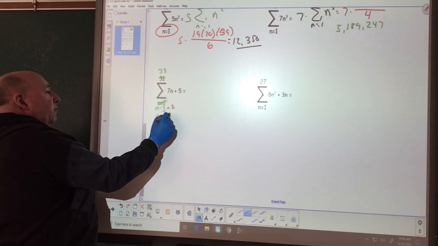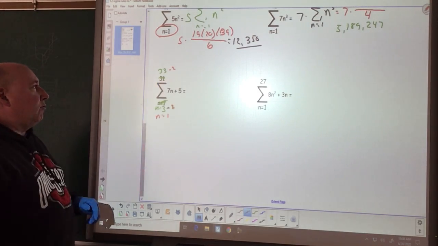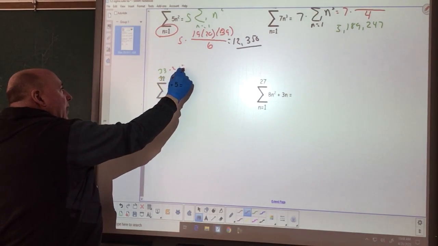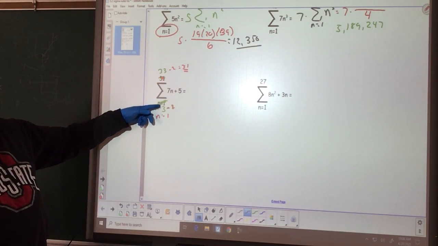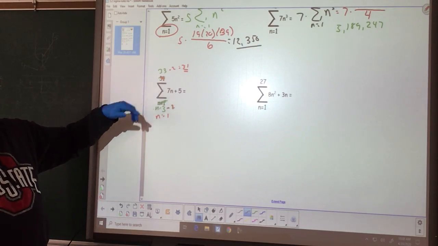But what I subtract from here, I must also subtract from here. That would take me back to a value of 31. So when you don't have an n value of 1, just subtract to get it back to a value of 1.